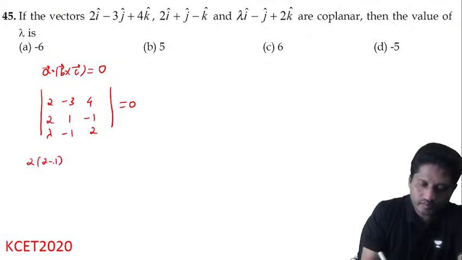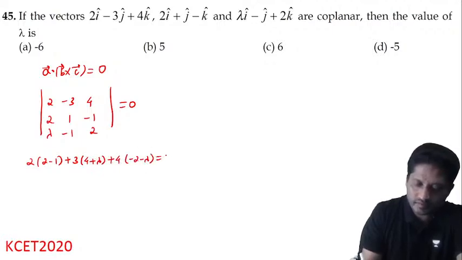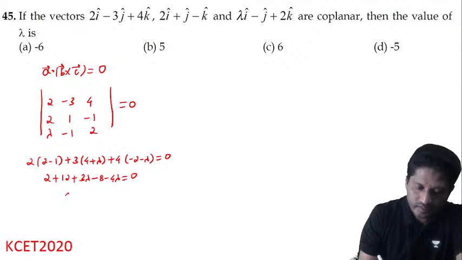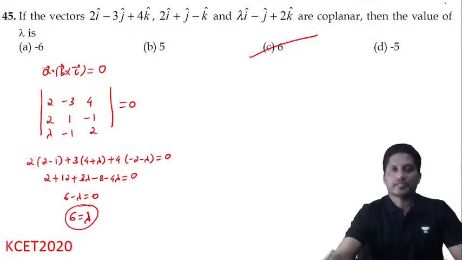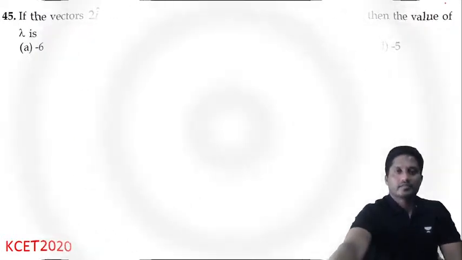So this is 2 into minus 1 plus 3. Delete first row second column: 4 plus lambda. Plus 4, delete first row last column: minus 2 minus lambda equal to 0. 2 plus 12 plus 3 lambda minus 8 minus 4 lambda equal to 0. So you get 6 minus lambda equal to 0. So the value of lambda should be plus 6, guys. Answer option C. Right, let's move to the next question.